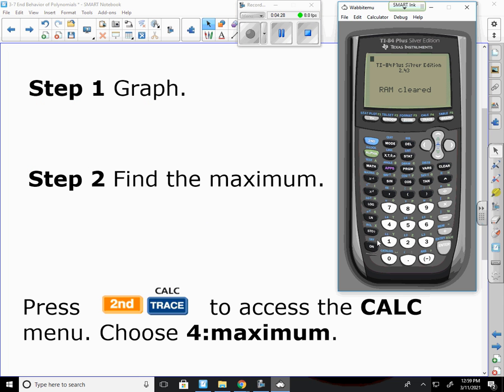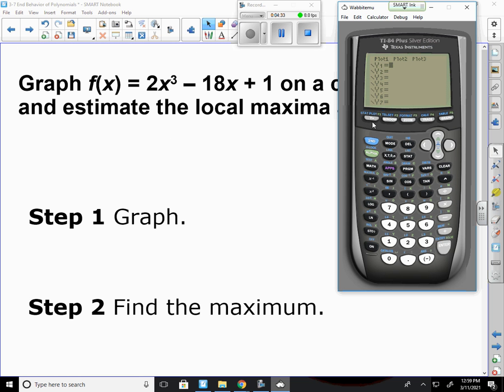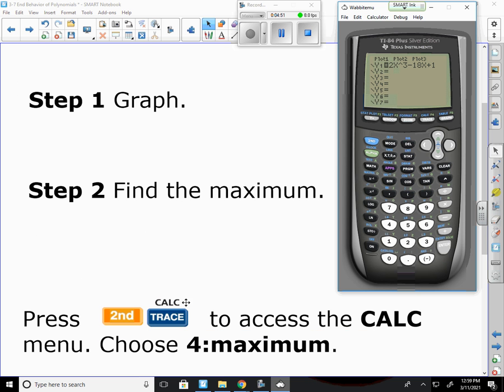So doing it on the graphing calculator, you go into y equals 2x to the third power minus 18x plus 1. Push enter. And then we can do second trace, which accesses our calculate menu. And if I want to find the max, I go down to 4 and enter.